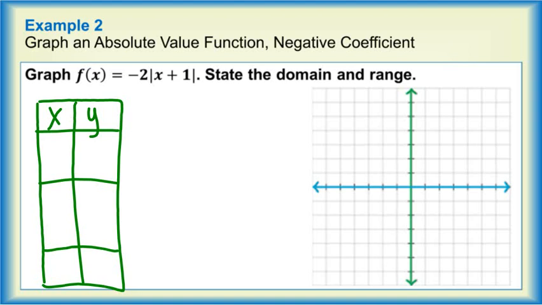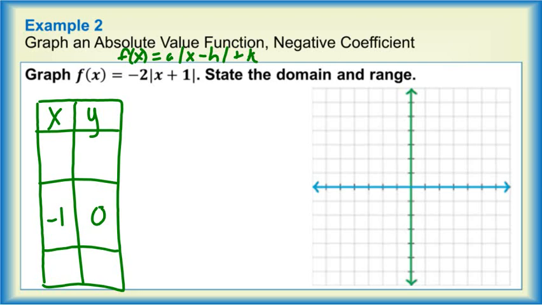Now the vertex for this one, it didn't move up or down because there's no k. The base format would be f of x equaling a times the absolute value of x minus h plus k. The k is up and down, the h is right and left. Right now, our h would be negative 1. So this was moved one place to the left. So our vertex is going to be at -1, 0.